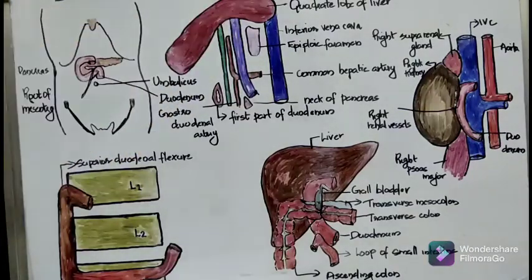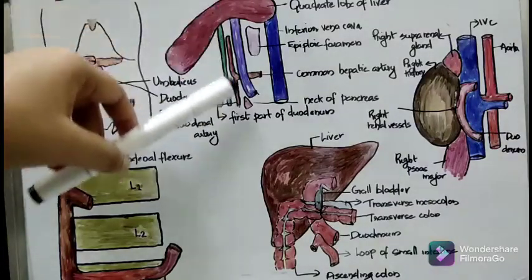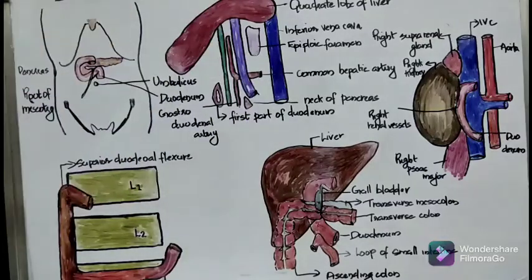These are the posterior relations. You can see the bile duct, the gastroduodenal artery, and also the portal vein. And superiorly, you can see the epiploic foramen.